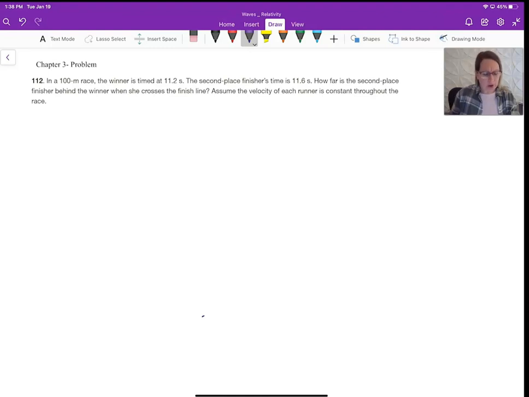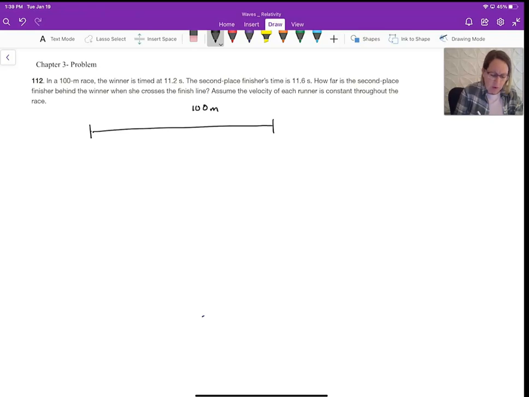So we're going to work on how we use some of these ideas to solve problems. And we're going to look in Chapter 3, Problem 112. You can read the problem here, and I'm going to set up a drawing for it while you do that. So we have a runner who runs 100 meters.